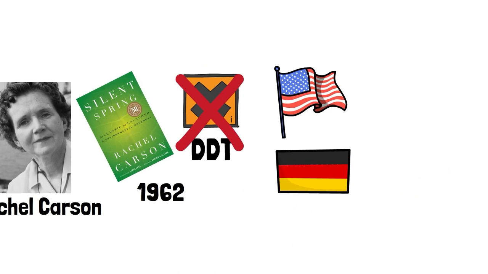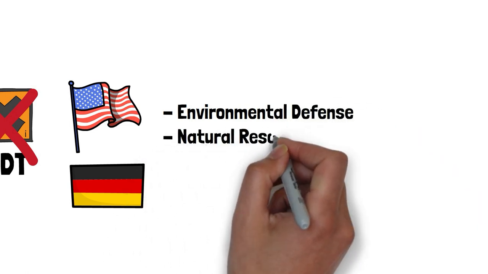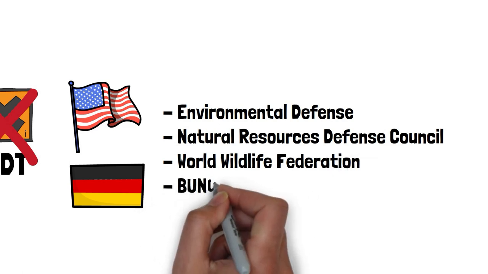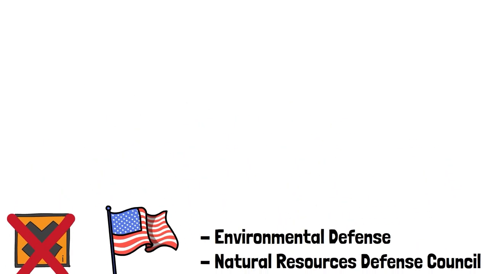Subsequently, scientists and politicians formed groups such as Environmental Defense, the Natural Resources Defense Council, the World Wildlife Federation, and the BUND, that's the German Federation for Environmental and Nature Conservation. By this point, environmentalists were no longer only interested in preserving, but in monitoring and reducing toxins.